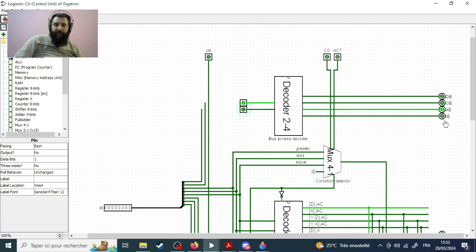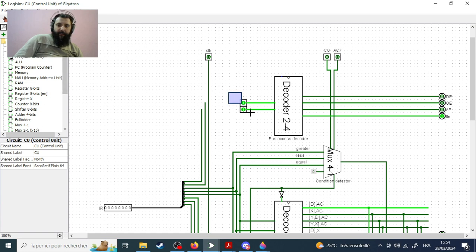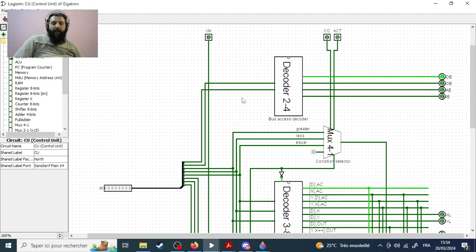And if I put 10, for instance, this is the accumulator. Very good. And if I put 3, this is the input. This is a very simple idea, and it was implemented inside the Gigatron using a decoder. Okay, let's continue.